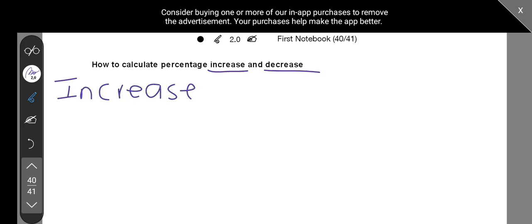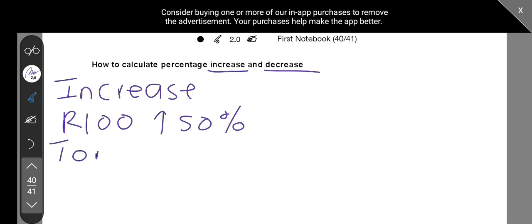Suppose your mother gives you 100 rands and they tell you that by tomorrow it will increase by 50%. If they increase 100 rands by 50%, they mean that they're increasing it by its half. So, what is half of 100? Half of 100 is 50. So it means that tomorrow you will have 150 rands.